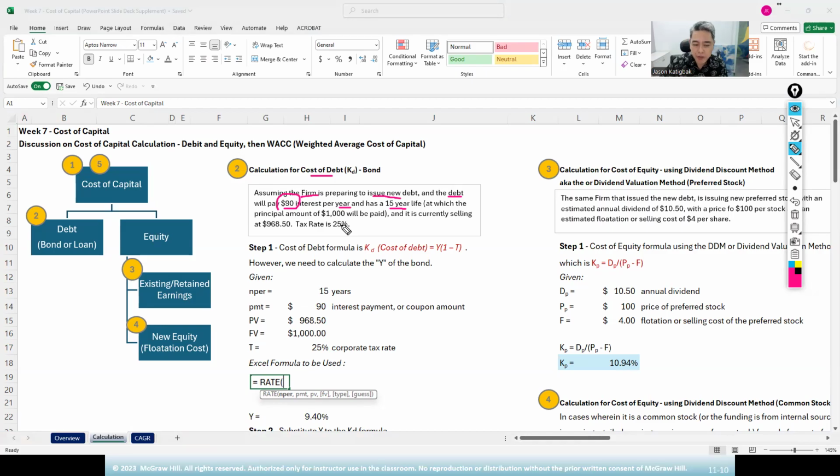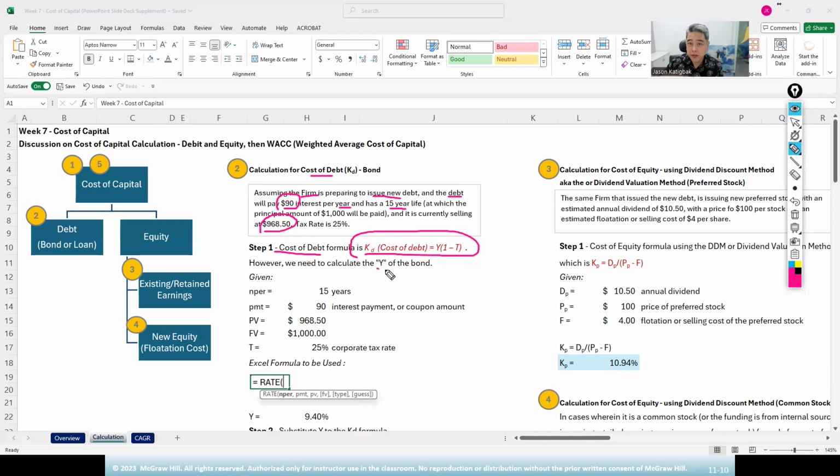You as the investor will receive 1,000 at the end of 15 years, but you will be paying 968.50 in year one. So basically, present value. In the future, after 15 years, you will get $1,000 paid back to you, plus the interest of $90 per year for 15 years. Similar to what we have done before. We know the formula, we use the Excel function. So the cost of debt is basically this. We talked about it a while ago.